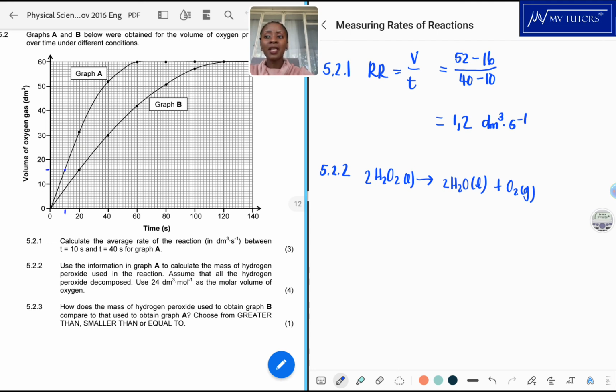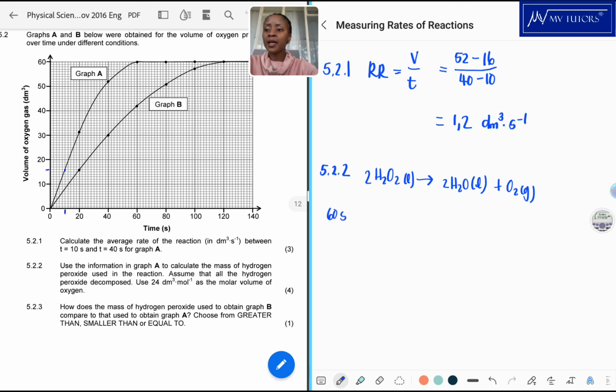Okay, so in this case, I would assume that hydrogen peroxide is the limiting reactant because once it was used up, once it was decomposed, there was nothing else. So that's where you have the horizontal line, okay? Basically where the reaction is complete. So the reaction became complete at 60 seconds. Okay, so I'm just going to note it there for myself.